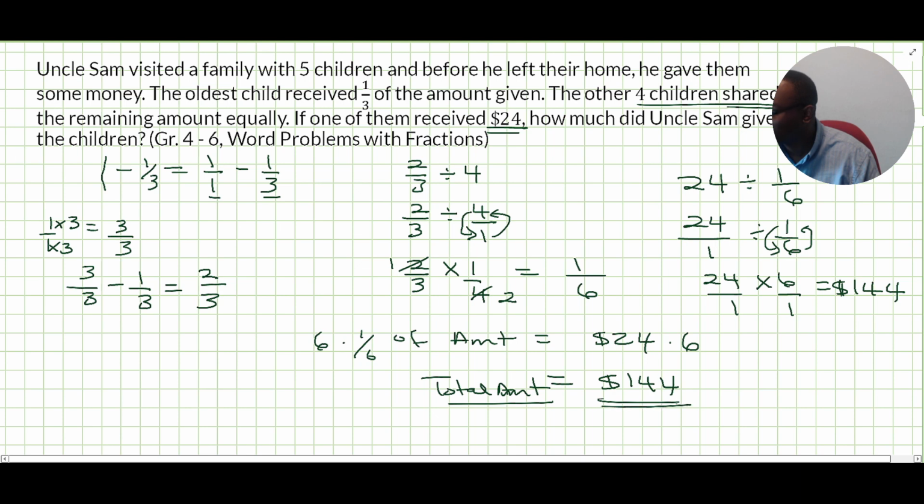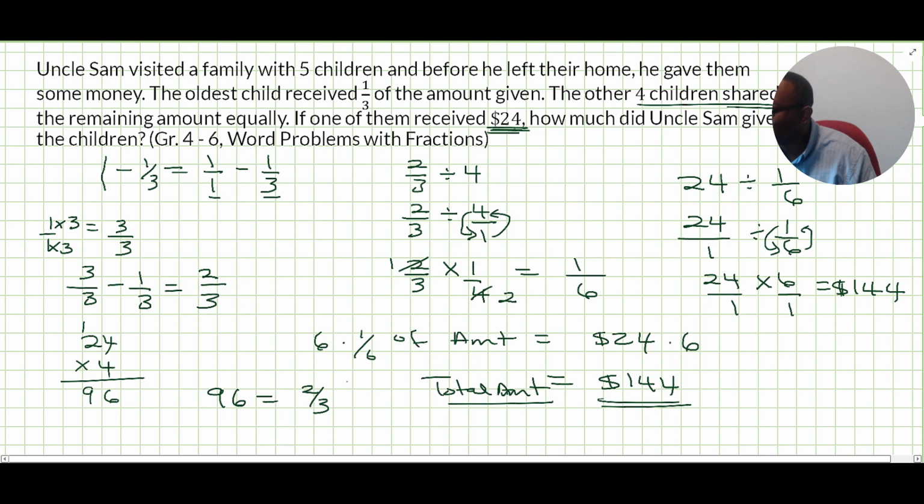Good try to those who tried. Okay, I can see why you got 120. You need to be able to realize that this 24 represents 1/6. The other way you can look at this, just for completeness, is if each of them received 24, then together all 4 of them received 24 multiplied by 4, which is going to give you 96. So 96 is equivalent to 2/3 of the total amount that was given.